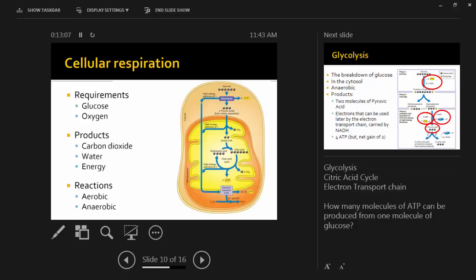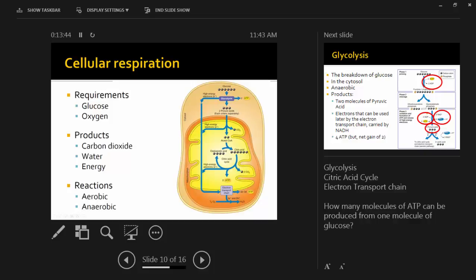So cellular respiration requires glucose, oxygen. It produces carbon dioxide, water, energy, and it has reactions that are both aerobic and anaerobic. Aerobic reactions require oxygen. Anaerobic reactions do not require oxygen. So if you remember from A&P1, kind of all we talked about for cellular respiration was what are the three steps? What are the three major steps in cellular respiration and how much ATP can actually be produced?